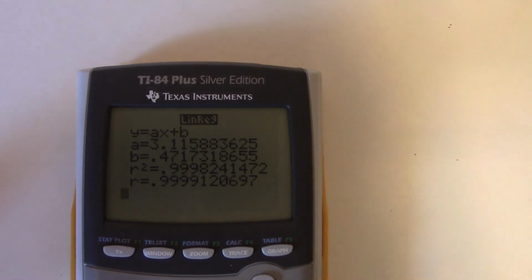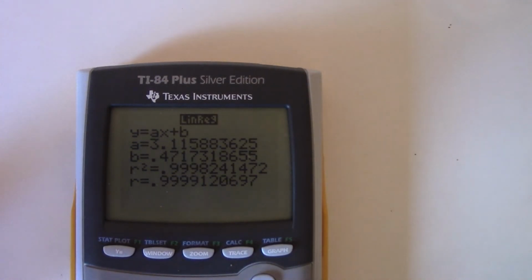The meaning of the A is the slope of the line. So on the calculator it gave me 3.12. On my graph it's 3, and on my data table it was 3.19, an average. So the slope is saying that for every 1 unit increase in the diameter, my circumference is going to increase approximately 3.14. That's what the value of pi is, approximately what we came up with.